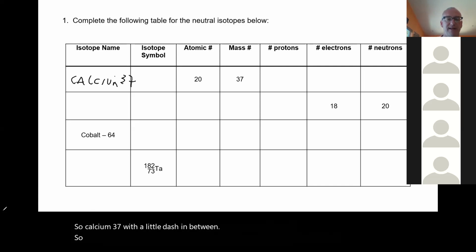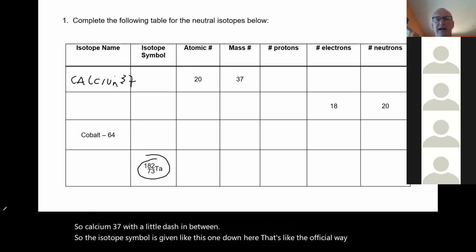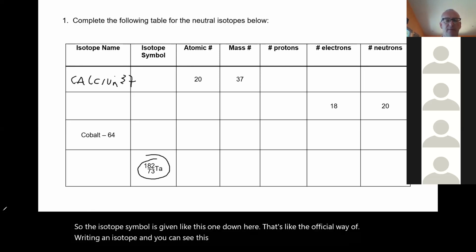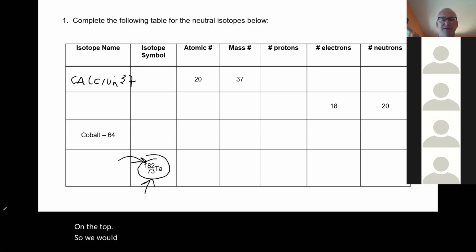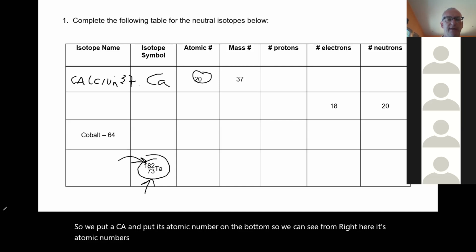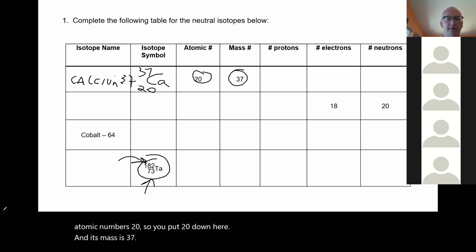The isotope symbol is given like this one down here. That's the official way of writing an isotope. You can see that it has the atomic number on the bottom and the atomic mass on the top. So what's the symbol for calcium again? Ca, yep, Ca indeed. So we put a Ca, and we put its atomic number on the bottom. From right here, its atomic number is 20, so we put 20 down here. And its mass is 37, so we put 37 there.